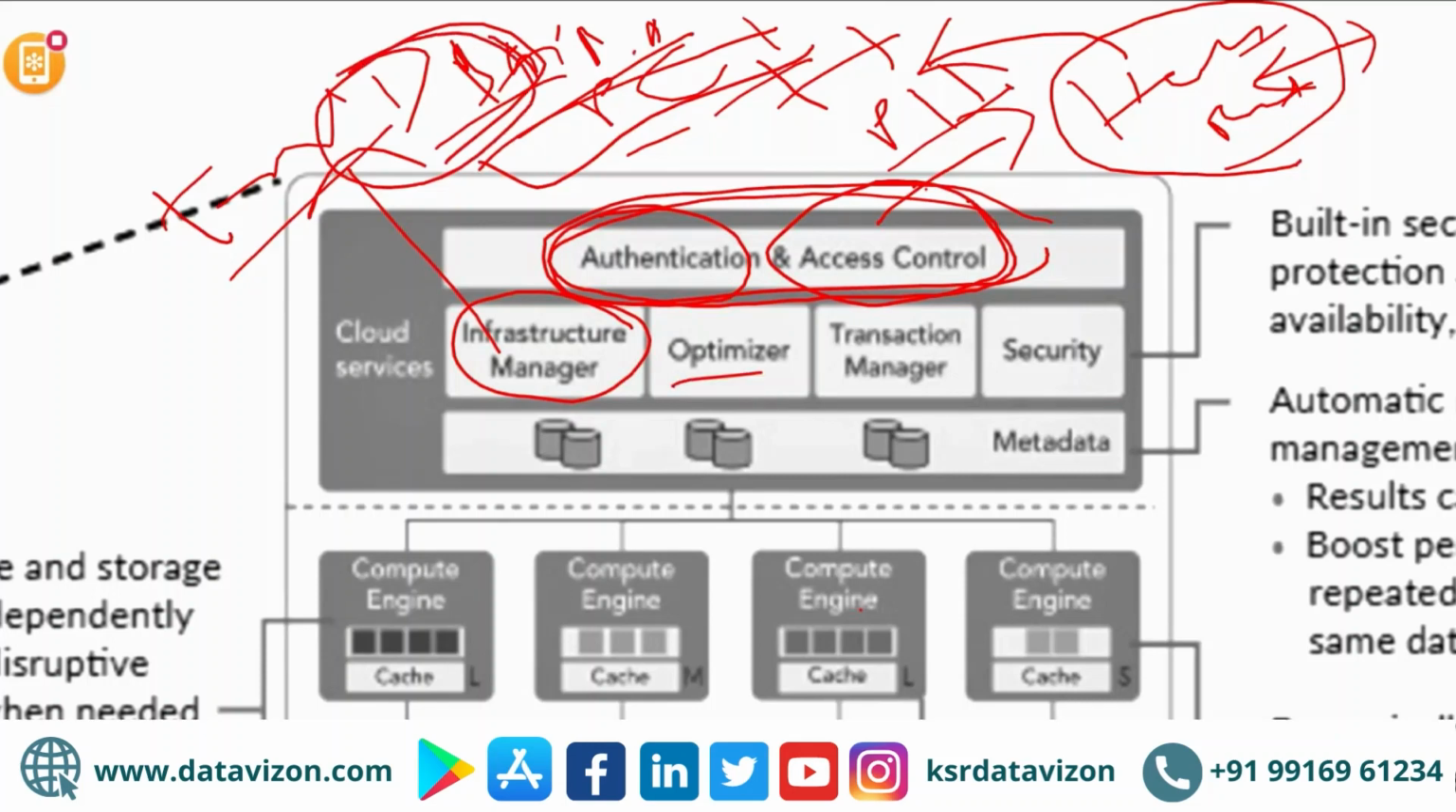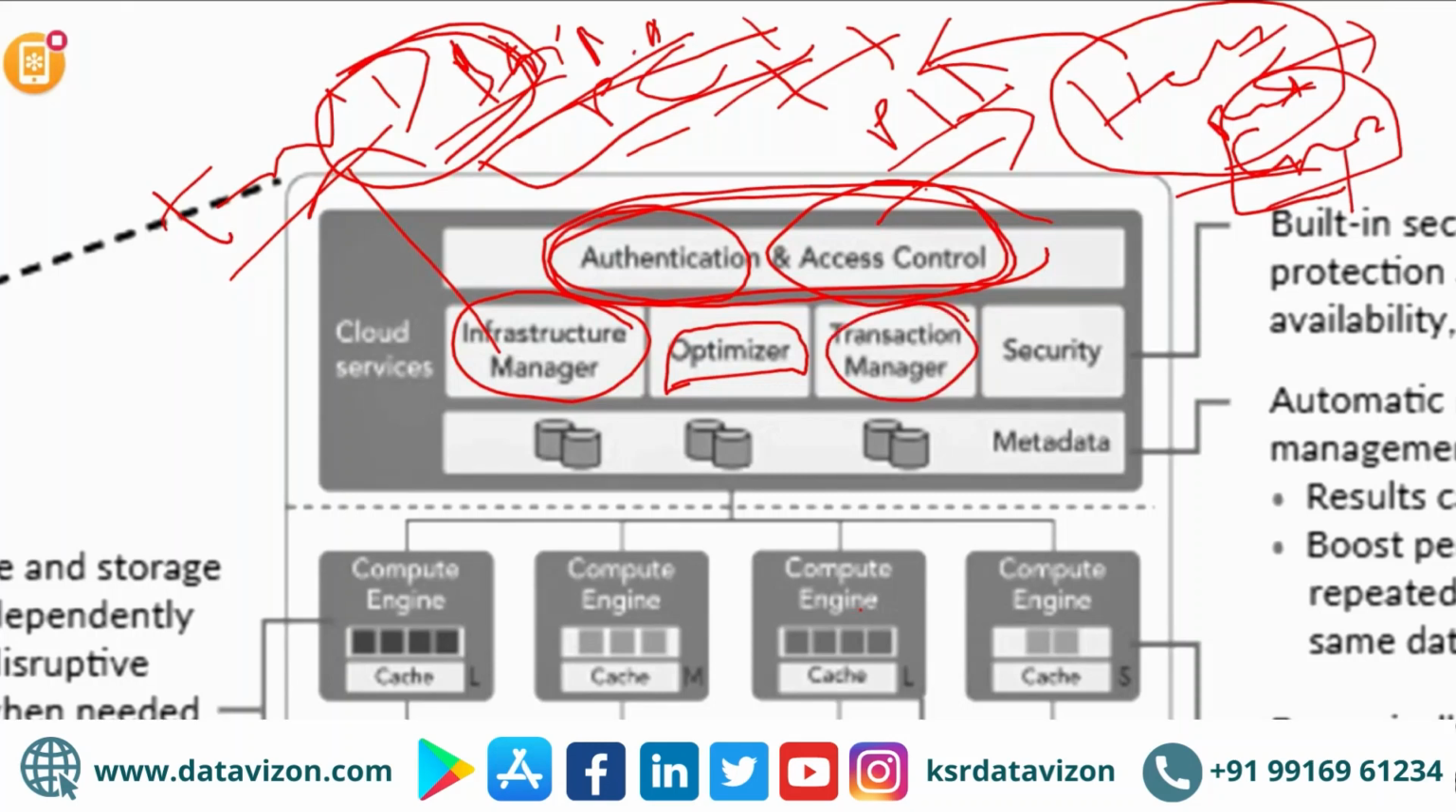So the next one is optimization. The optimizer is responsible for anything that gets loaded into your storage. It compresses the data, and it keeps compressing, which provides more storage space to load more data, right?